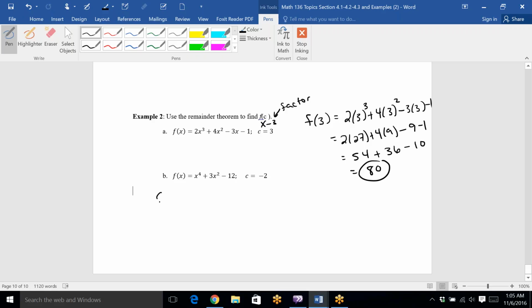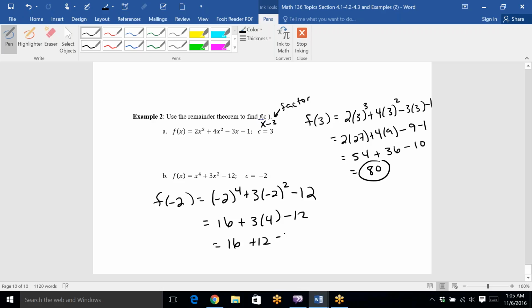So let's do another one. Let's do f of negative 2. So negative 2 to the fourth plus 3 times negative 2 to the second minus 12 equals 16 plus 3 times 4 minus 12, which is 16 plus 12 minus 12. So the 12s cancel out and leave you just 16. So that's all the remainder theorem says. If you want to know the remainder of something, a factor essentially being solved, remember the factor you can read solved by just moving this back over to be with the c. So it's really x plus 2.